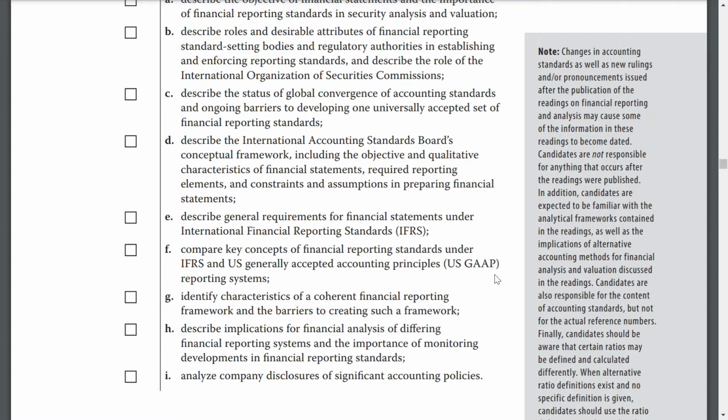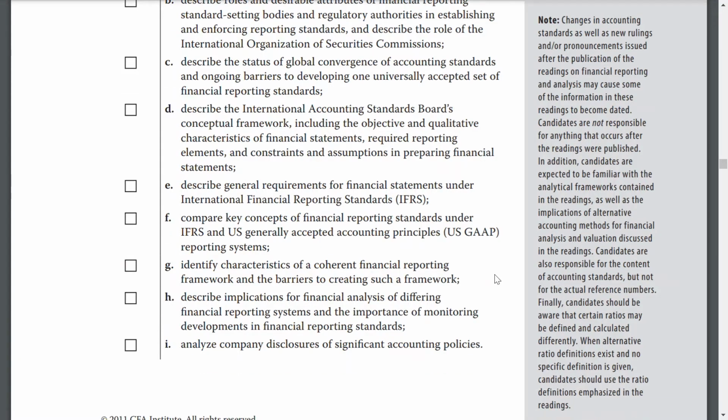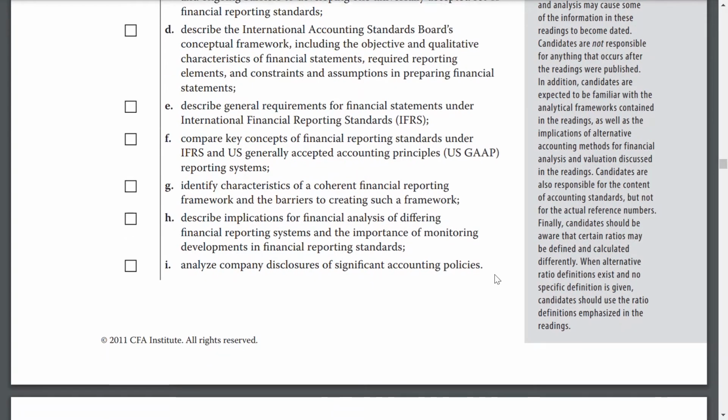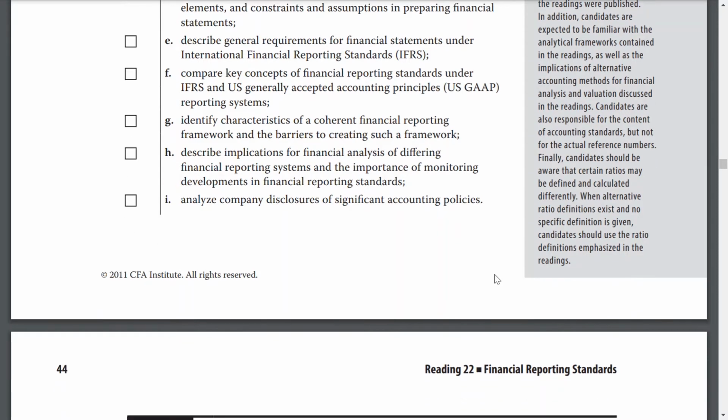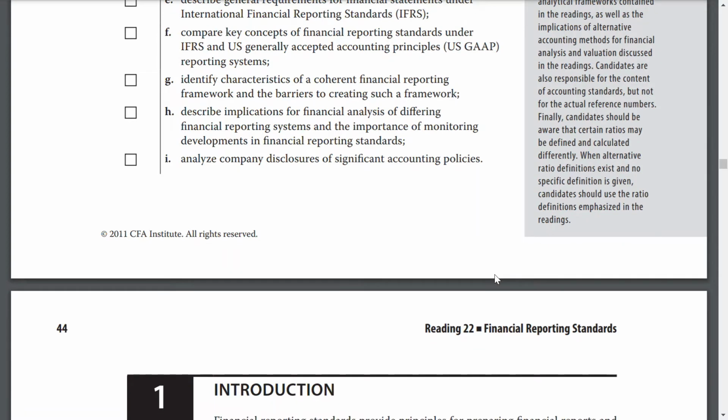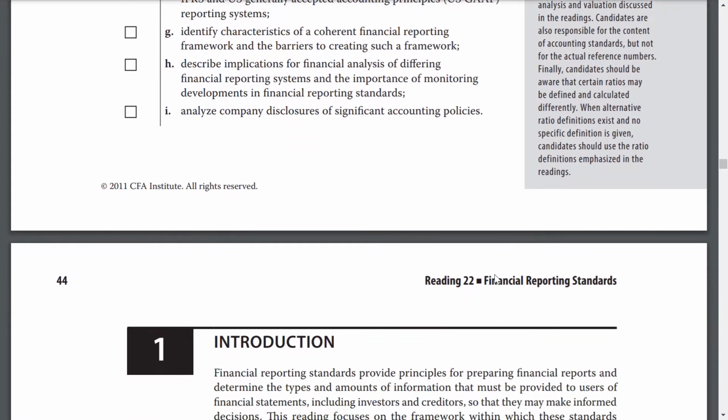Compare key concepts of financial reporting standards under the IFRS and U.S. generally accepted accounting principles, or U.S. GAAP, reporting systems. Identify characteristics of a coherent financial reporting framework and the barriers to creating such a framework. Describe implications for financial analysts of differing financial reporting systems and the importance of monitoring developments in financial reporting standards. Analyze company disclosures of significant accounting policies.